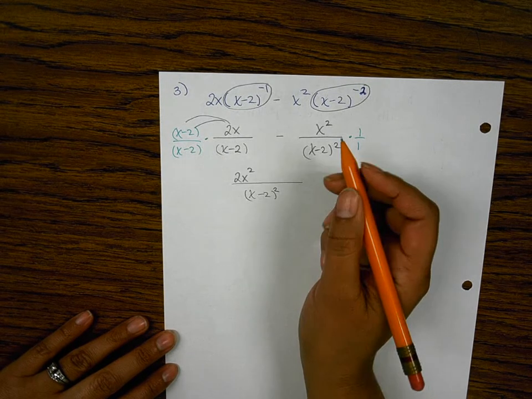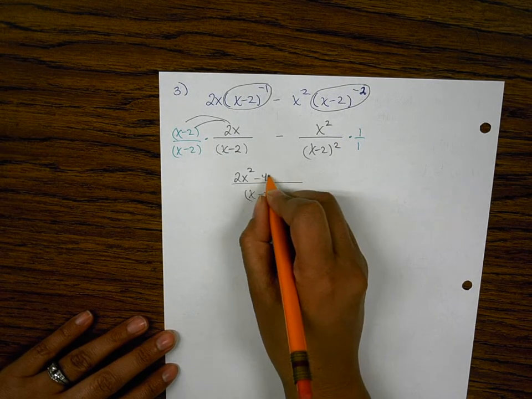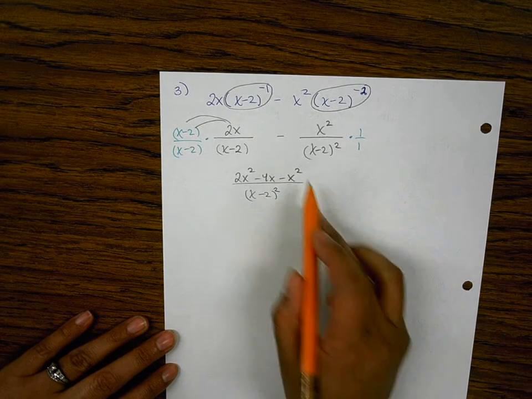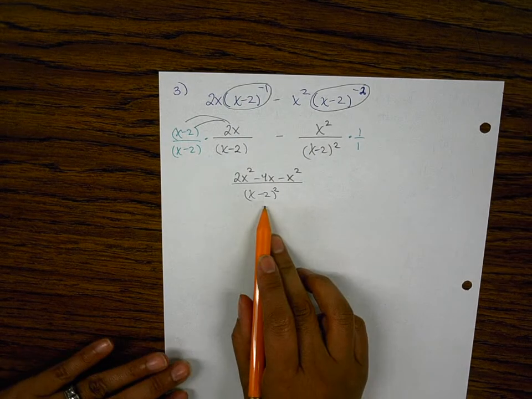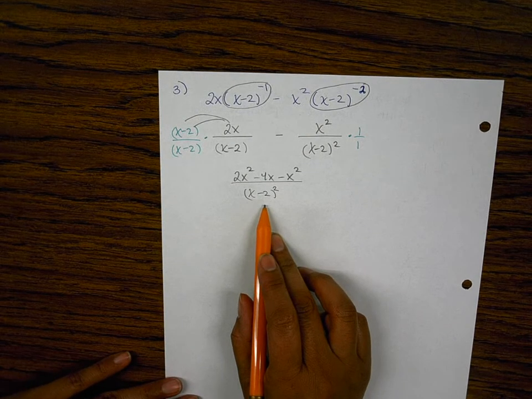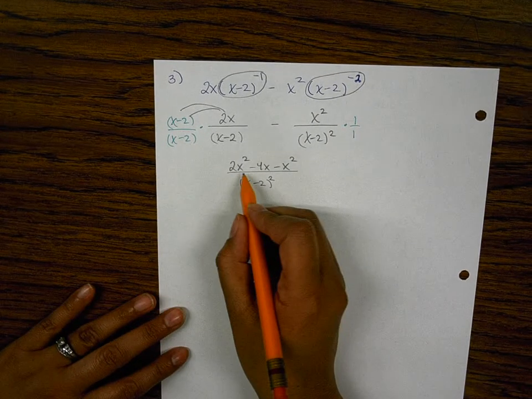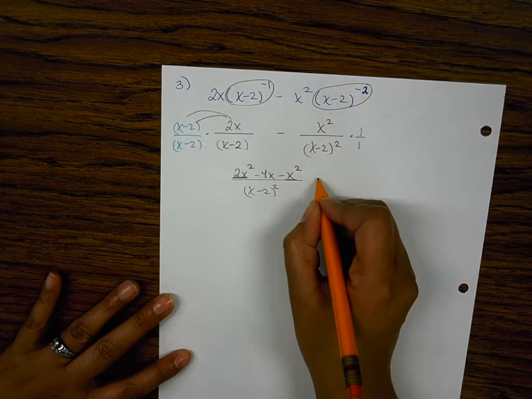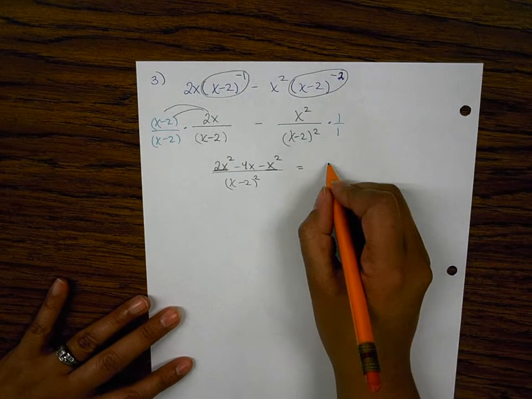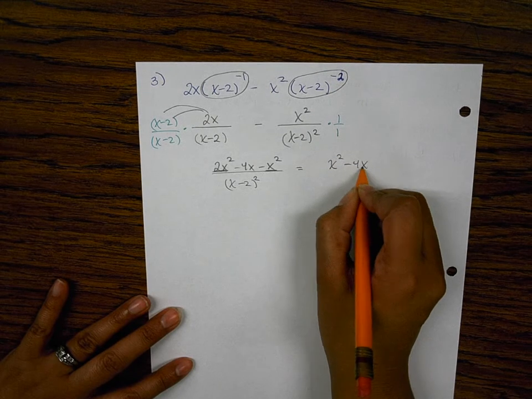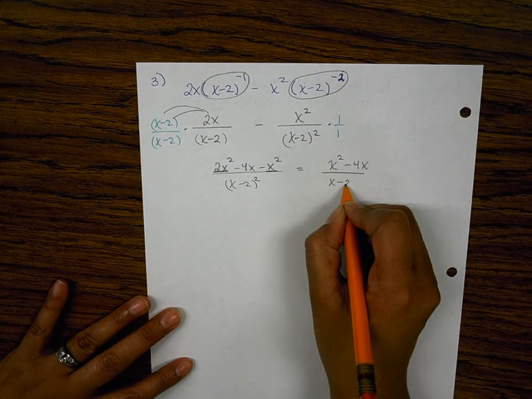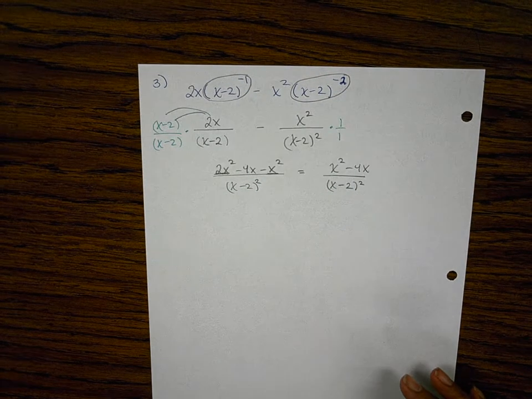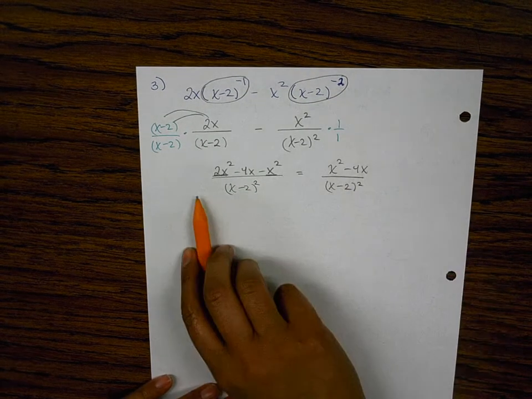So 2x times x is 2x squared. 2x times negative 2 is negative 4x. x squared times 1 is minus x squared. And then the x minus 2 quantity squared is already there. All right, and we do indeed have like terms. 2x squared and negative x squared is 1x squared, take away 4x, all over x minus 2 quantity squared.